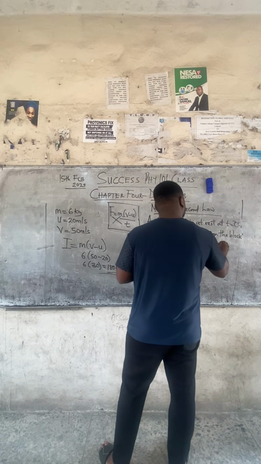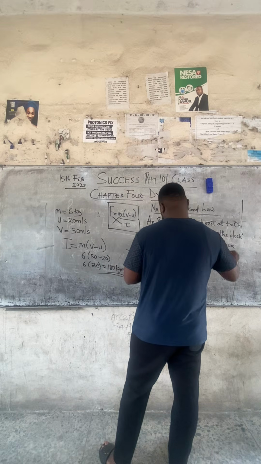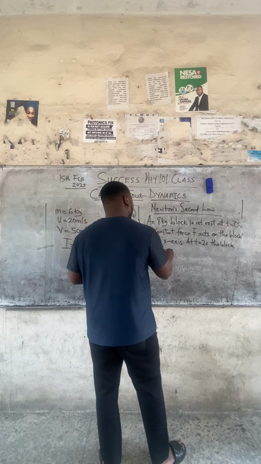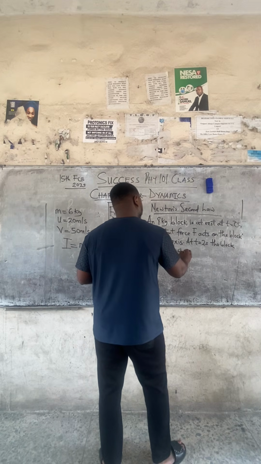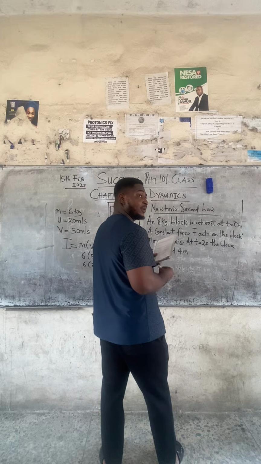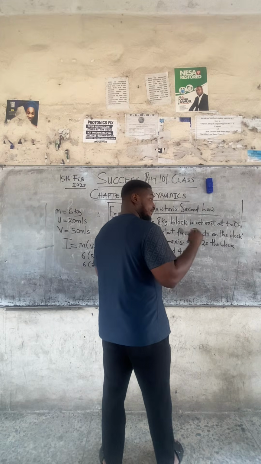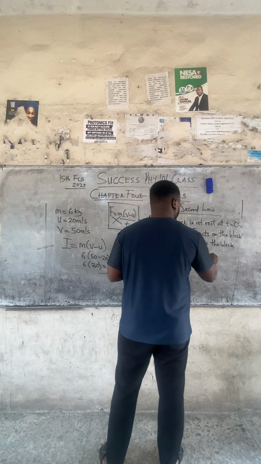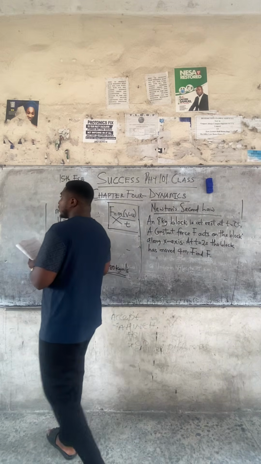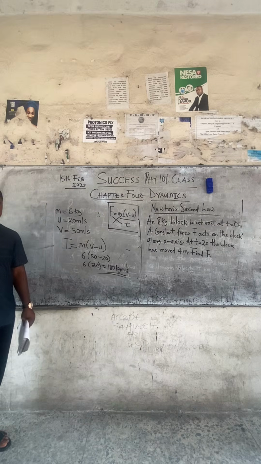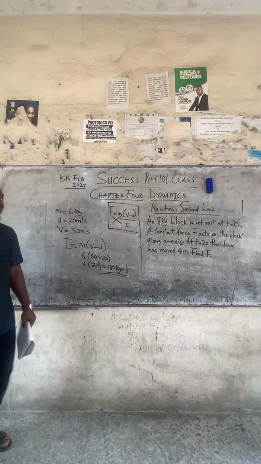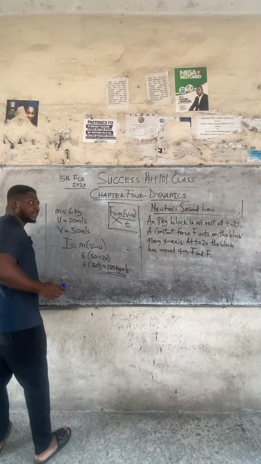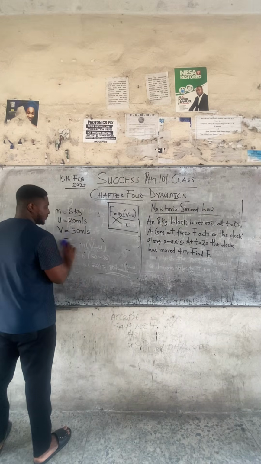At t equals 2 seconds, the block has moved 4 meters. Find F. Find what? F. At t equals 2 seconds, the block has moved 4 meters. Find F.